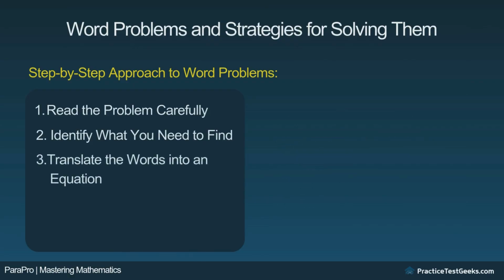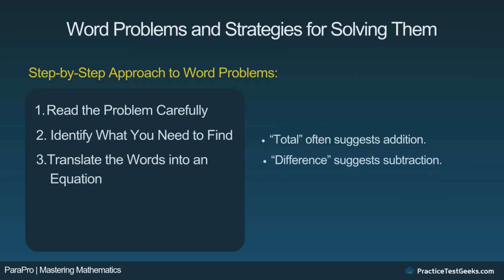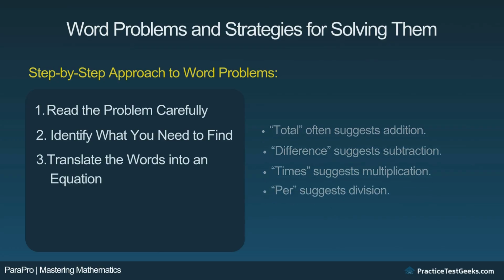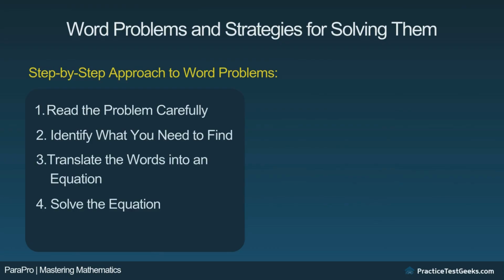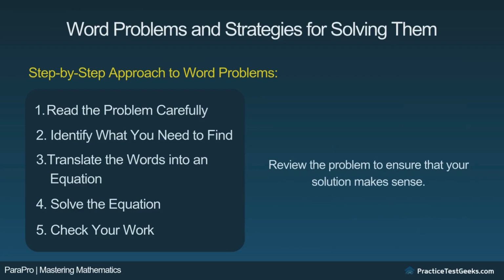3. Translate the words into an equation. Look for keywords that indicate operations. For example, total often suggests addition. Difference suggests subtraction. Times suggests multiplication. Per suggests division. 4. Solve the equation. Use the appropriate algebraic techniques to solve the equation. 5. Check your work. Review the problem to ensure that your solution makes sense in the context of the question.